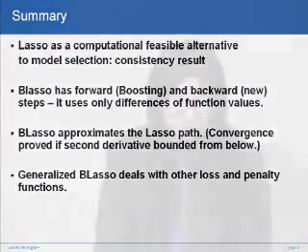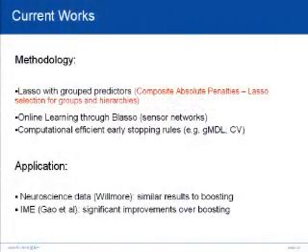So to summarize, I hope I convinced you that Lasso is not a bad computational alternative, even though it's not always consistent, but you can do some remedy to that by doing a post-processing of model selection. And BLasso has a nice connection with boosting, but the new backward step is very useful for revision of the model. And they only use differences. It doesn't take derivatives. And we do have the approximation of BLasso to the Lasso path. And the generalized BLasso deals with general convex loss and penalty functions.